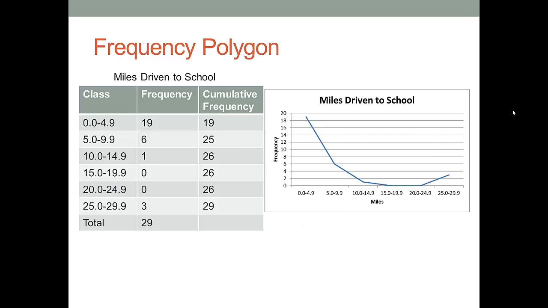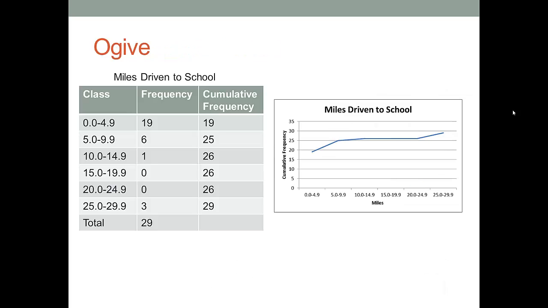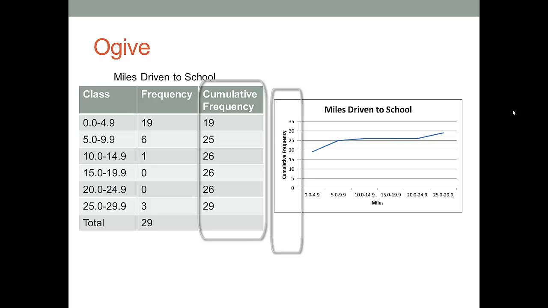Frequency polygon. Well, this is just like our bar chart, but instead of using bars, we place a dot and then connect the dots with a straight line. An ogive is a frequency polygon where instead of plotting the frequencies, we're plotting the cumulative frequency. So remember, cumulative frequency is a running total. So you'll always see that polygon either staying level or going up, since it is cumulative.